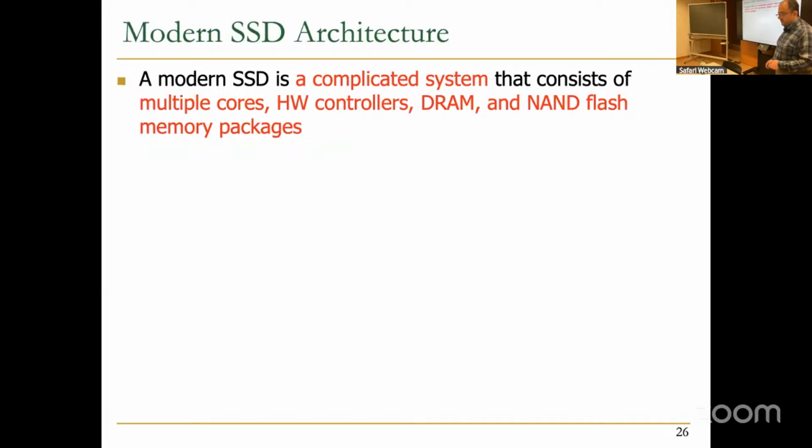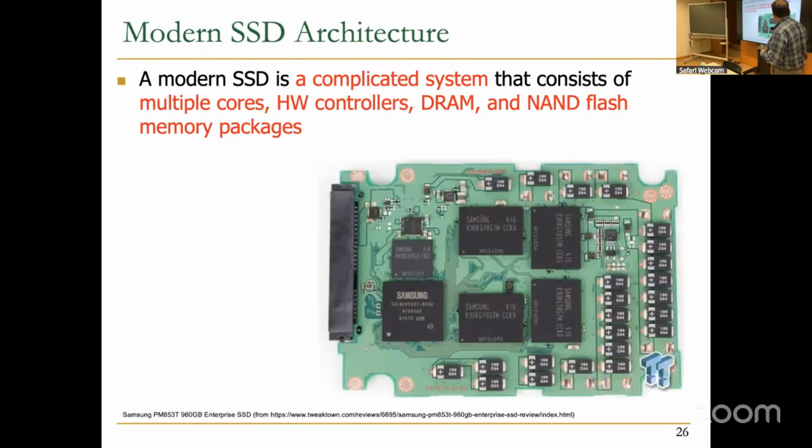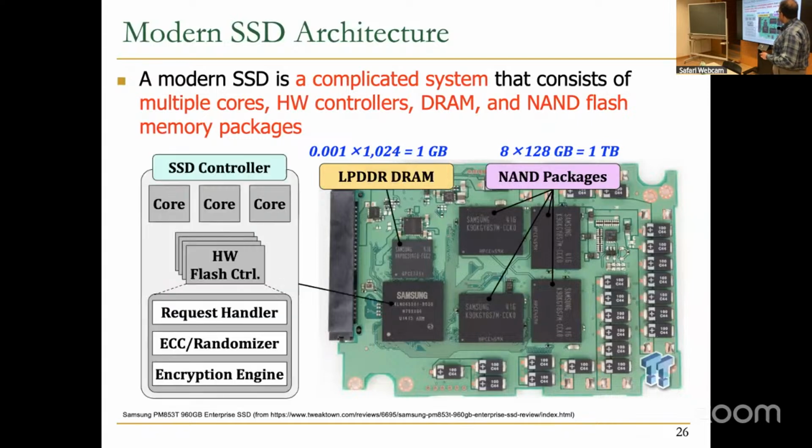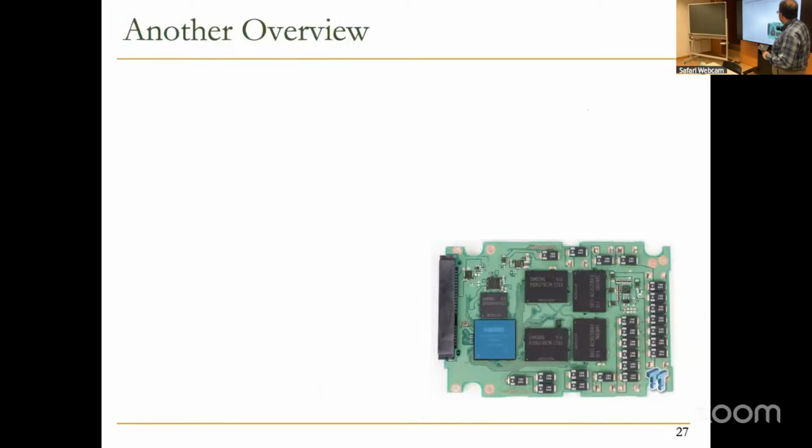But I will start with an overview of SSD organization. A modern SSD is a complicated system that consists of multiple cores, hardware controllers, DRAM, and NAND flash memory packages. Here you can see the NAND flash packages, four of them. There are also four on the other side of this board. Then you have this Samsung chip, which is your storage controller, and also some DRAM that you have. Here is LPDDR DRAM.